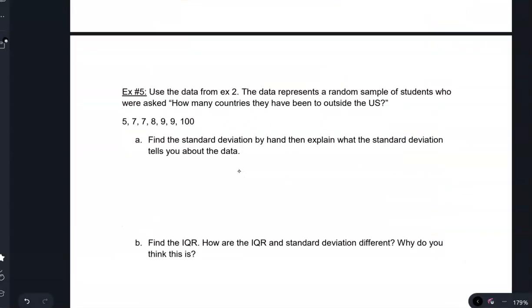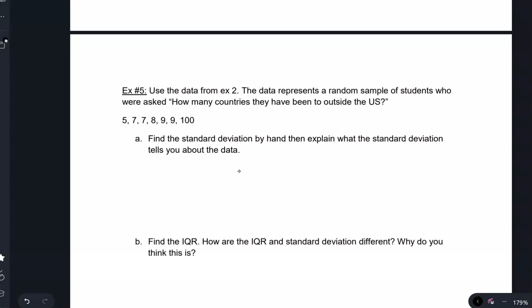All right, so let's jump into that. What we're going to do is find the standard deviation by hand to give us a better idea of what it is. But we're going to do it with a very small data set. This is the data from example 2. Again, this is a random sample of students who were asked how many countries they've been to outside the US.